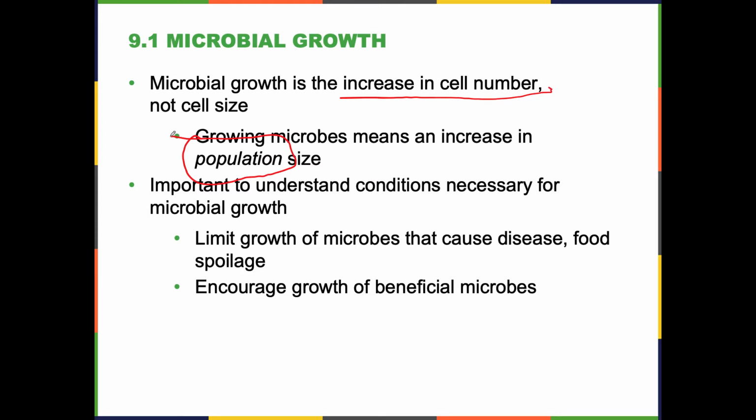Now, of course, it's important to understand the conditions that are necessary for microbial growth, because if we know how they grow, the conditions required for growth, we can limit their growth, right? So then we can use it to prevent things like food spoilage, disease, et cetera. And of course, sometimes we want to encourage the growth of beneficial microbes. Sometimes we want certain microbes to grow, right? So then again, understanding their conditions, we can do things such that they can grow favorably amongst all the microbes that are present.